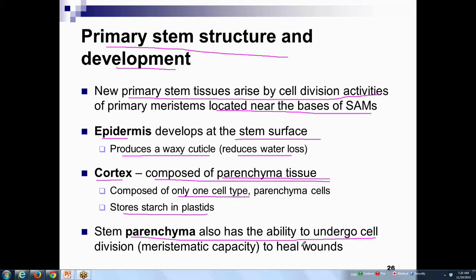Stem parenchyma also has the ability to undergo cell division. It has meristematic capacity to heal wounds. So parenchyma cells can easily be manipulated by chemical influences to become totally different cells. We could actually see a parenchyma cell turn into a xylem cell or a phloem cell. And so we'll see parenchyma tissue is very easily healed. If you damage it, it can heal easily.